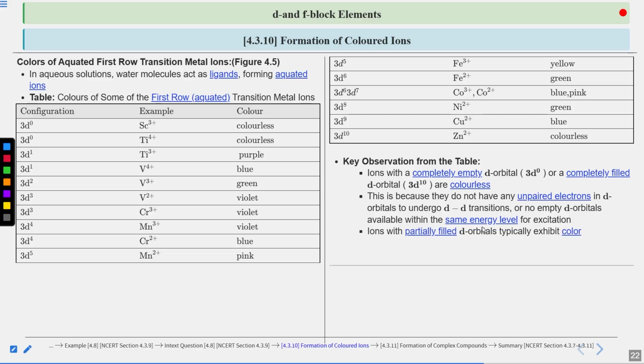So ions with partially filled d orbitals typically exhibit color. The specific color depends upon the number of d electrons and the nature of the surrounding ligands, in this case water, because here the ligand is water. So the number of d electrons present in an ion and the nature of the surrounding ligands determine the specific color shown by the ions in this table, right?